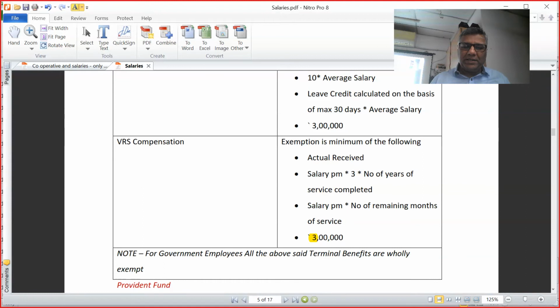Just read through the terminal benefits. PF we'll go a little later because there are amendments.